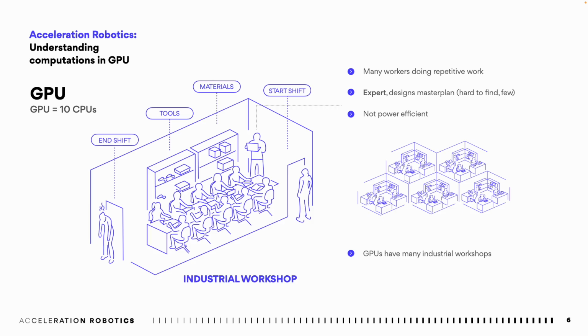Now, GPUs can be understood roughly as an industrialized version of this workshop. We have, instead of one worker, many workers working in parallel and doing exactly the same operation. We have experts designing these master plans, or acceleration kernels, for GPUs. And they come together as many packed within a GPU. We don't have just one industrial workshop, but many more.